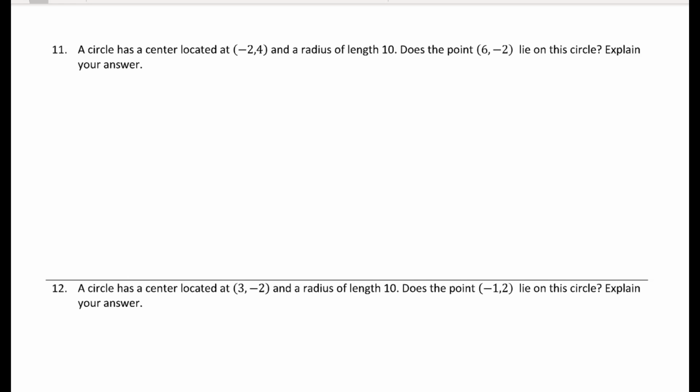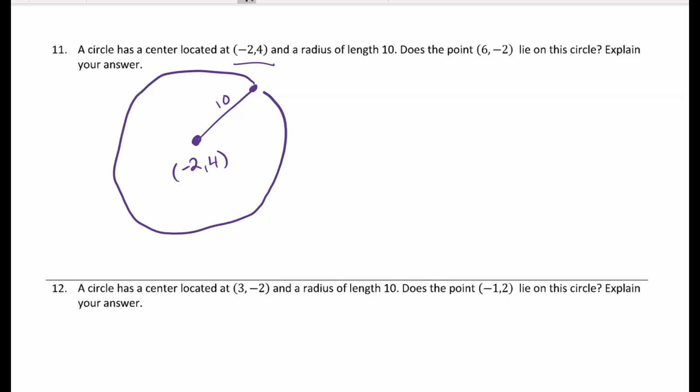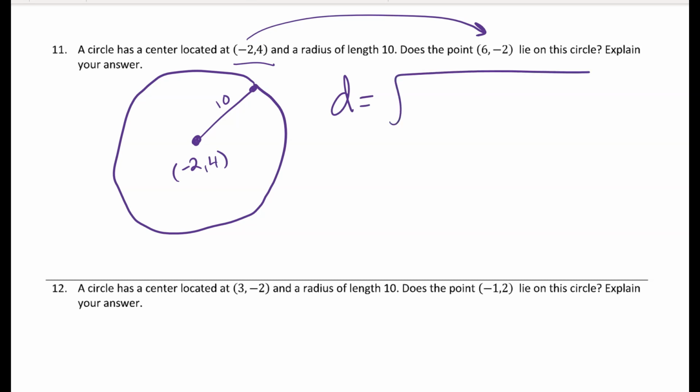Number 11. A circle has a center located at negative 2, 4, and has a radius of 10. So every point on the circle is 10 units away from negative 2, 4. Does the point 6, negative 2 lie on the circle? Well, if it does, it would have to be 10 units away from the center. So what I'm going to do is plug into the distance formula to see if it is in fact 10 units away from the center.